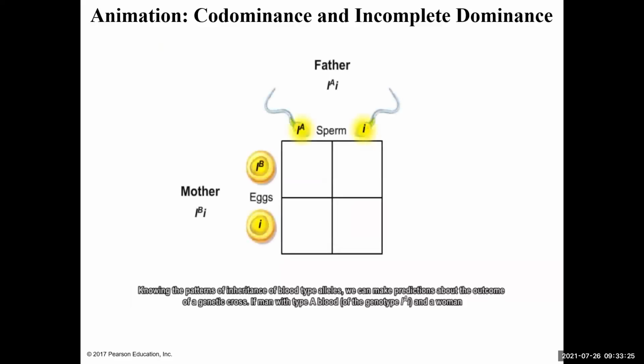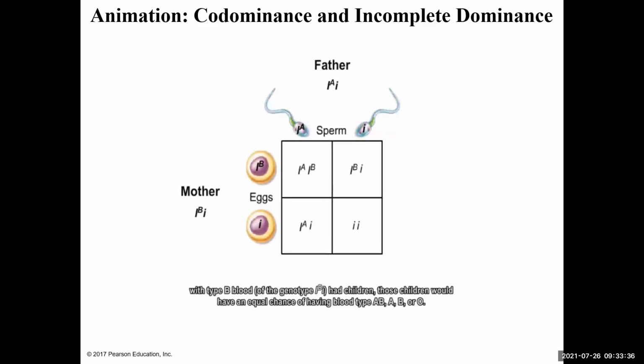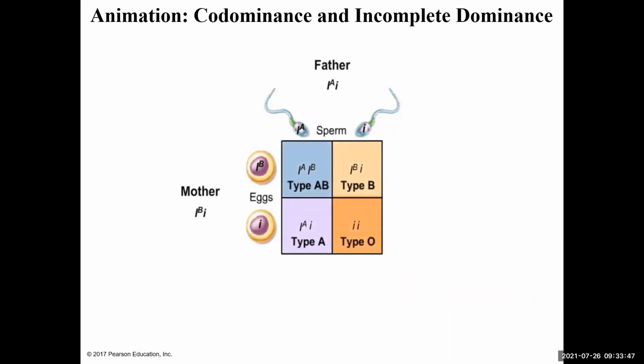Knowing the patterns of inheritance of blood type alleles, we can make predictions about the outcome of a genetic cross. If a man with type A blood of the genotype IA little i and a woman with type B blood of the genotype IB little i had children, those children would have an equal chance of having blood type AB, A, B, or O.